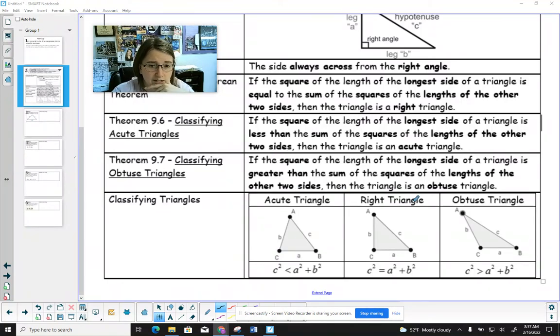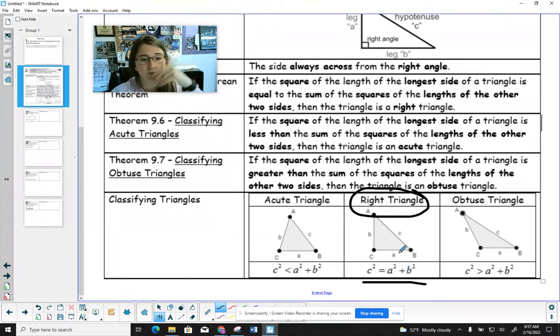Now, there are three possibilities. Either it is a right triangle when this is true. There's a reason why they flipped the c squared to this side, and I'll talk about that. This is still a squared plus b squared equals c squared. It's just flipped. So it's guaranteed to be a right triangle if this is true.